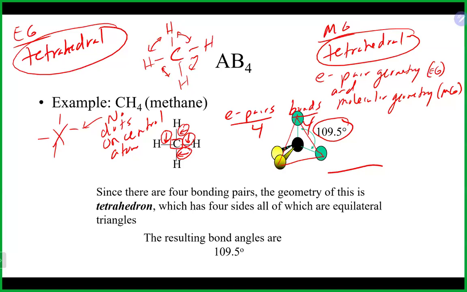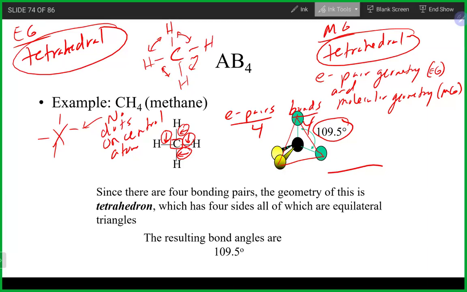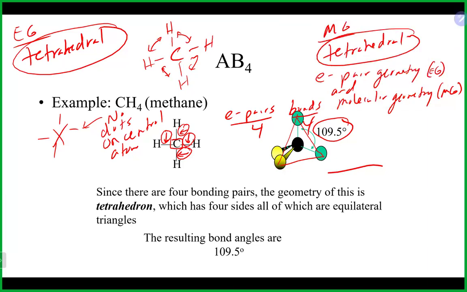It is only when we start to introduce non-bonding electrons that we start to see a difference in the name, and the difference in the name is actually only the molecular geometry name will change. So the electron pair geometry will still be the same, and that's based on how many electron pairs you have. But because we now will have less bonds and more non-bonding electrons, it allows the molecule to get even further away from each other.